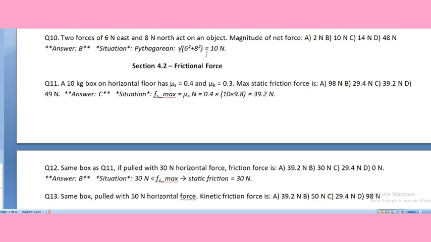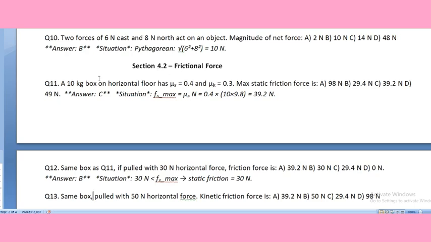To calculate this, we have to use the Pythagorean theorem: c squared equals a squared plus b squared. When we insert the given values into the equation, the square root of 6 squared plus 8 squared equals the square root of 100. The square root of 100 equals 10. From this, the correct answer is B.